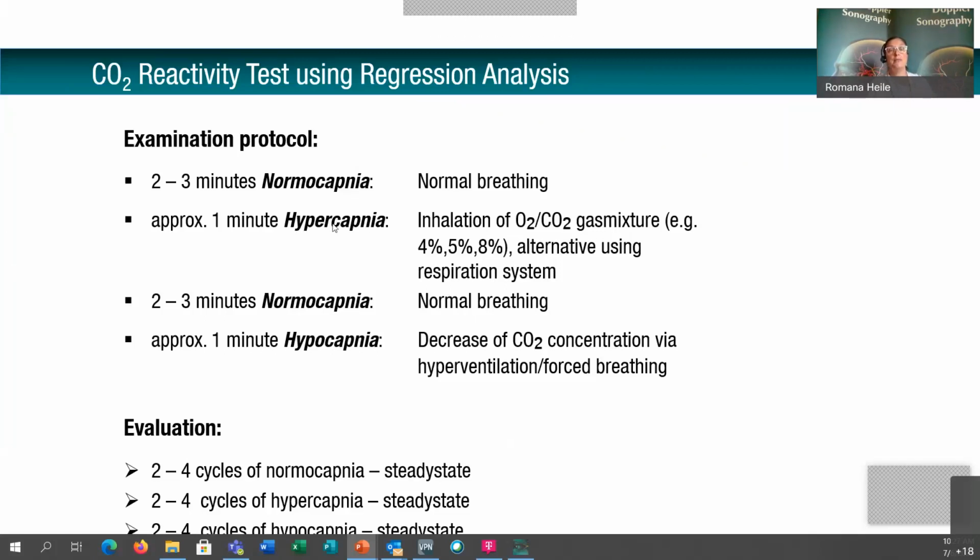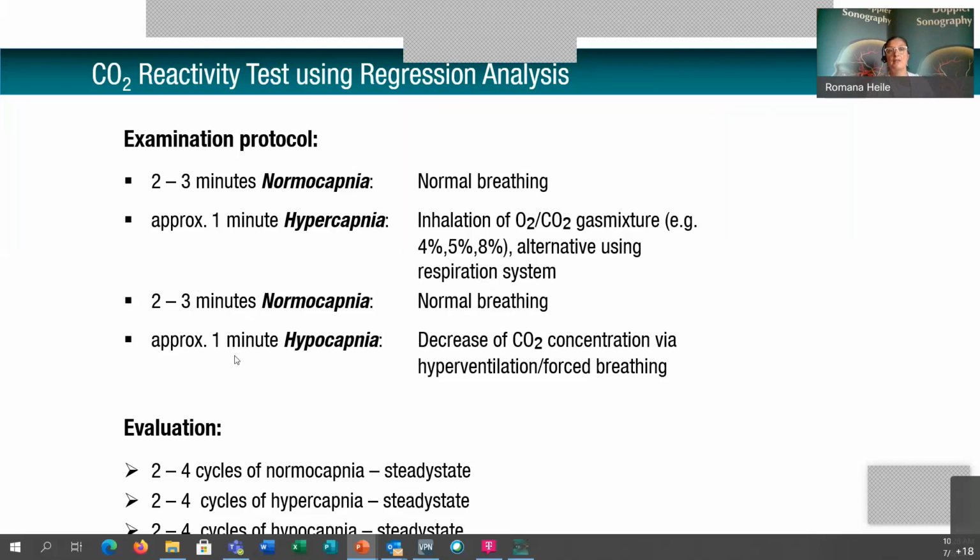So after 1 minute, we let the patient breathe normally. We disconnect the respiration system, or we stop or disconnect the CO2 O2 gas mixture bottle and let the patient breathe normally again to let him stabilize his normal blood flow. This for a couple of minutes, and then we do the third test period.